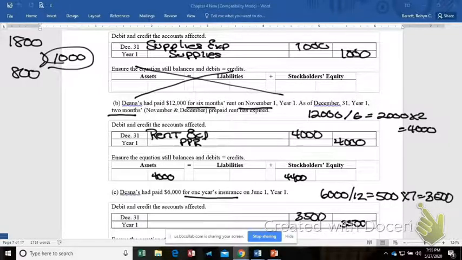So make sure you just count the months. Don't just say 6 months, 9 months, 4 months. Count the months, make sure you get it right. Because I can guarantee you in a multiple choice question, you're going to see 3,000 right there. Okay? All right, and so what are we going to debit and credit? Insurance expense and prepaid insurance. Yep, you got it.